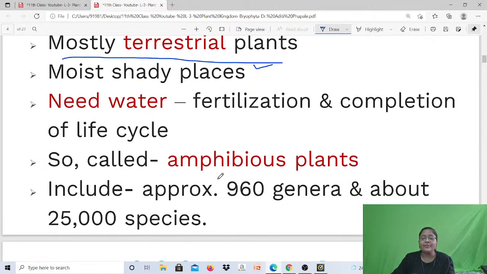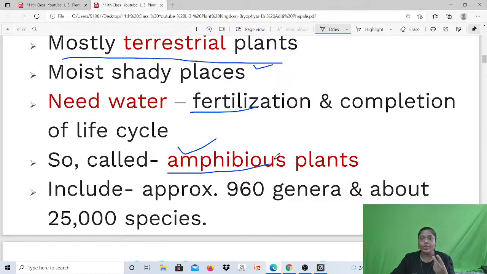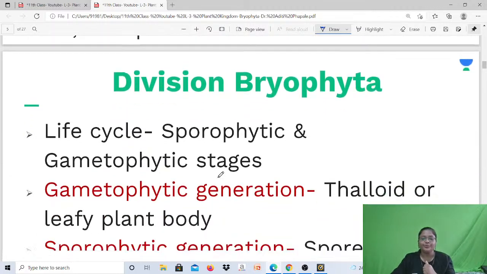Therefore, they are called amphibious plants. Correct? Because they need water for fertilization and completion of life cycle. Understand, they are terrestrial plants. They live on land. But they also need water for two major events of their life: fertilization and to complete the life cycle. And therefore, they are called amphibious plants. Amphi means both. So water is also needed, land is also there, both. That's why amphibious plants. Now these bryophytes include approximately 960 genera and about 25,000 species on planet Earth. Let's move further.